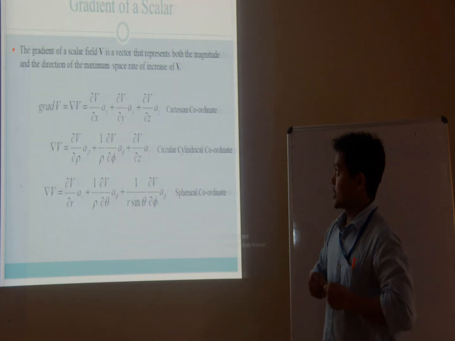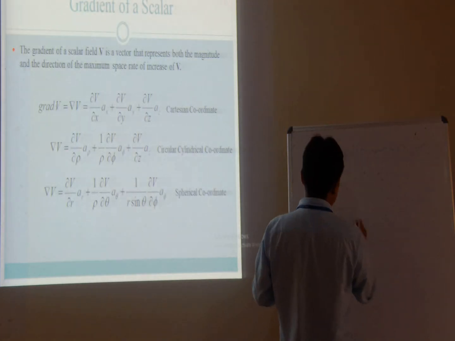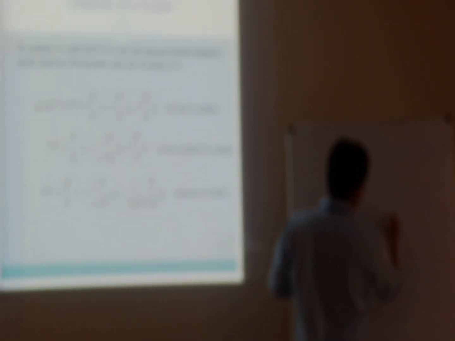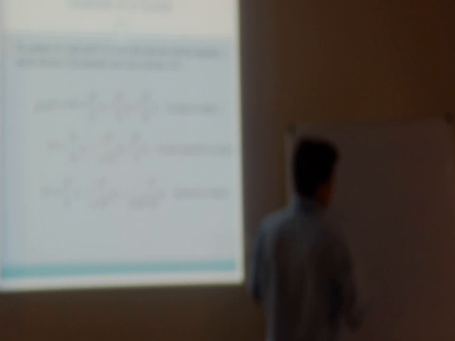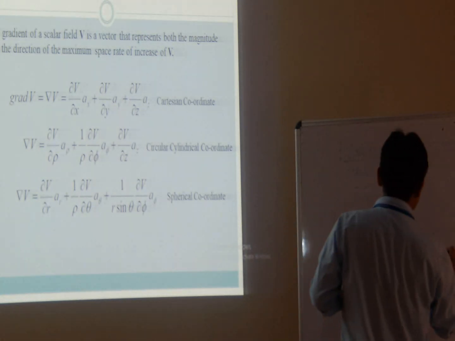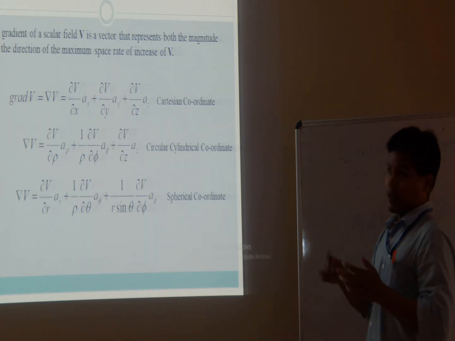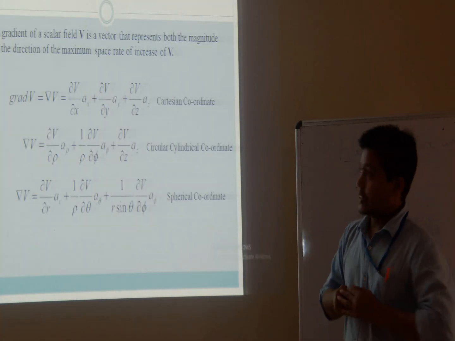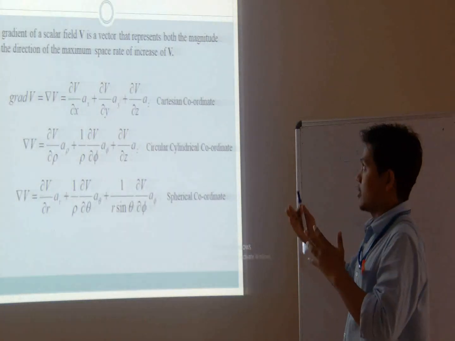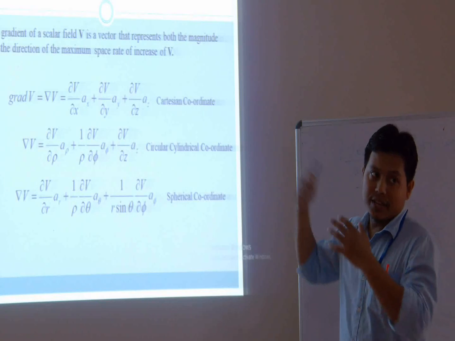Okay, gradient of a scalar. Gradient of V equals del V. Here V is the scalar and the resultant, gradient V, will be a vector. Basically this vector represents both the magnitude and the direction of the maximum space rate of increase of V.